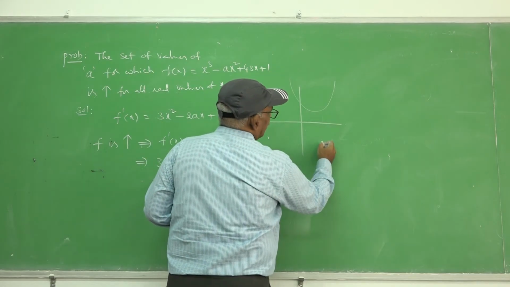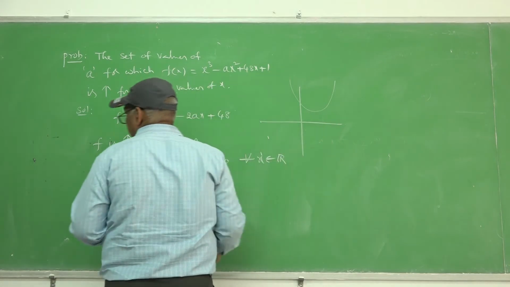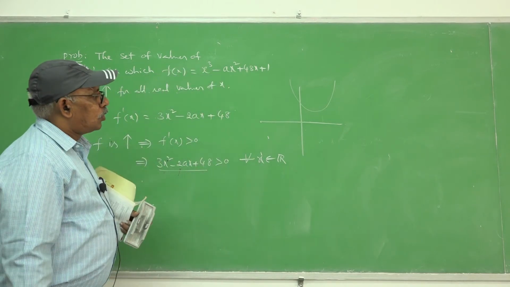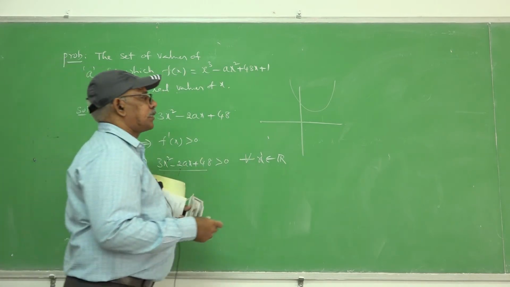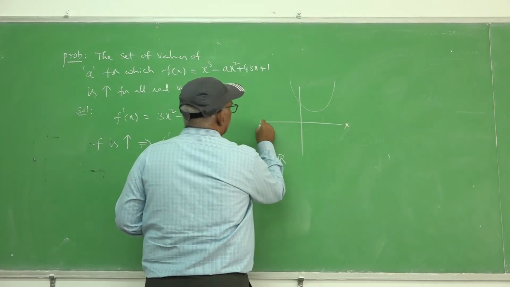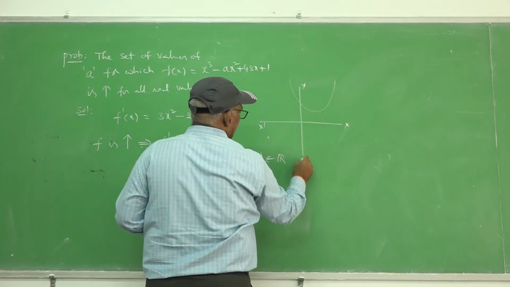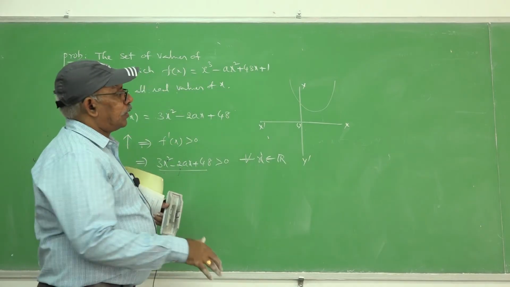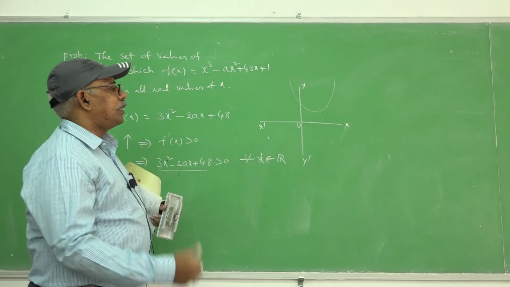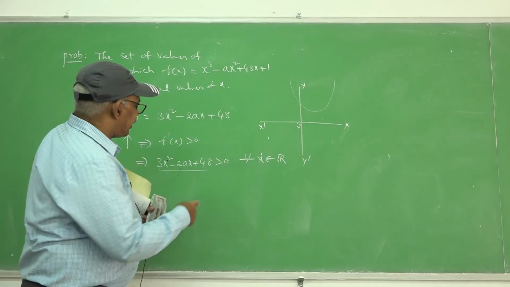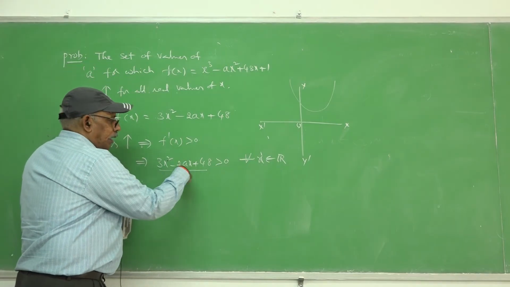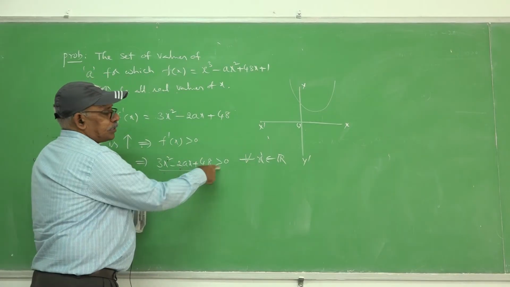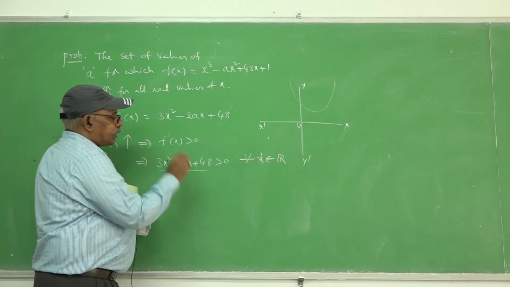So 3x square minus 2ax plus 48 represents a parabola which is completely above the x-axis. It never crosses the x-axis. Neither does it cross the x-axis nor come below the x-axis. It is the graph of this function. The graph of f dash x, a quadratic, is completely above the x-axis because it is positive, and the x square coefficient is also positive.